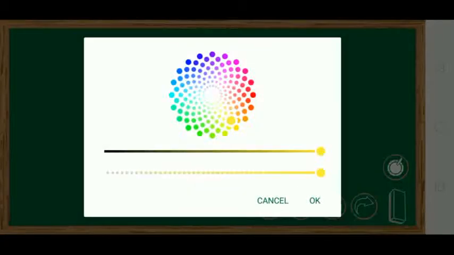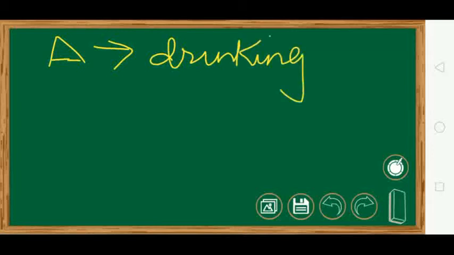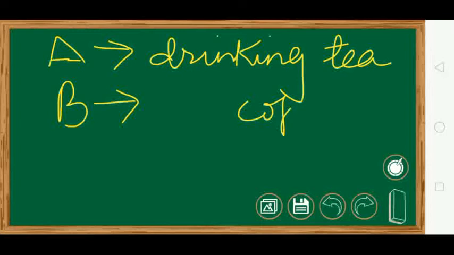Today we will learn how to solve the word problems. Now, for example, we have set A of all the students drinking tea, and set B, those who drink coffee. Remember this: A means those who are drinking tea, B means those who are drinking coffee.